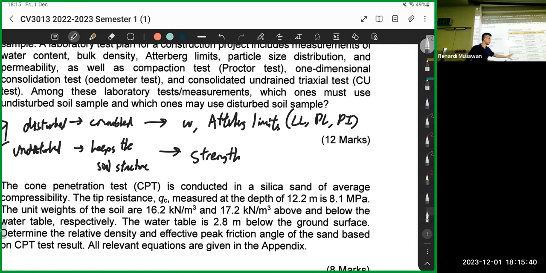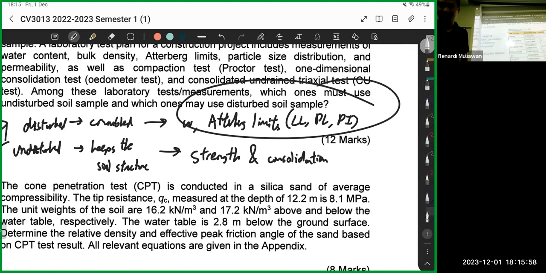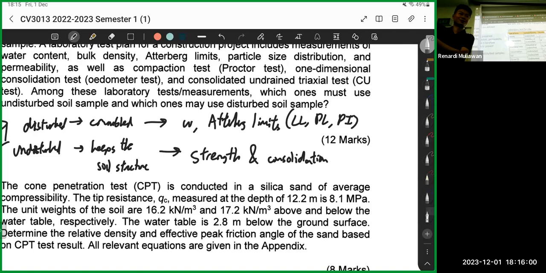That's not anything to do with strength, right? It's always undisturbed. Okay, strength and consolidation, something like this. Anything to do with strength and consolidation is undisturbed. And undisturbed, you can also use it for water content, because undisturbed is like the best soil sample. But we cannot get it all the time. It's very hard to get the undisturbed ones.